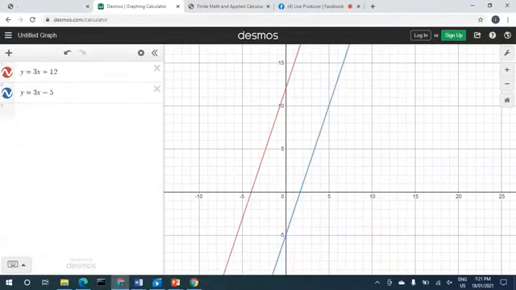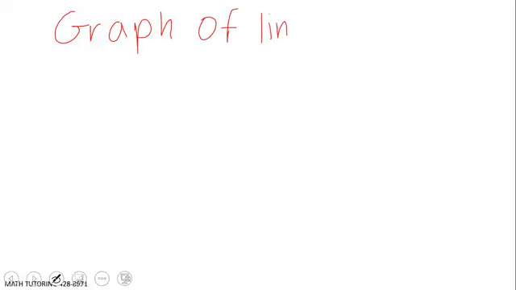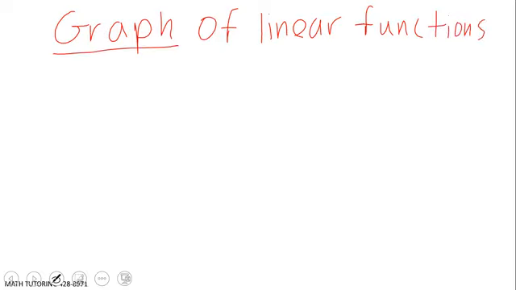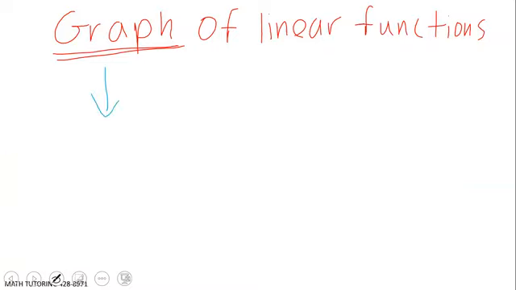Indeed, if you're thinking that, hey, Isaac, those both are lines, you're right. These two are both lines. So what can we say about the graph of linear functions? Indeed, the graph of a linear function is a line, and that would make sense.